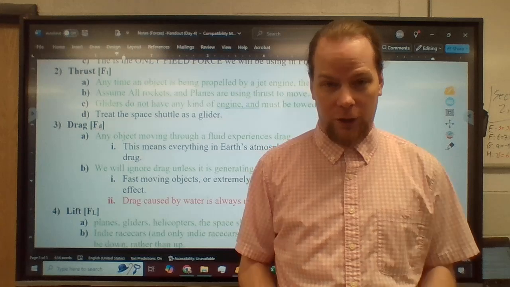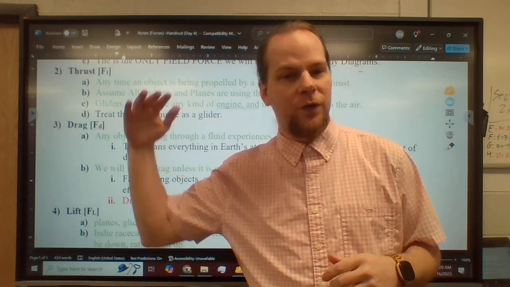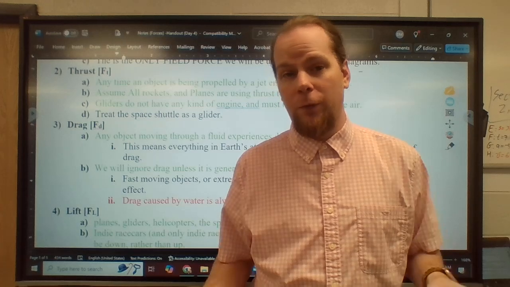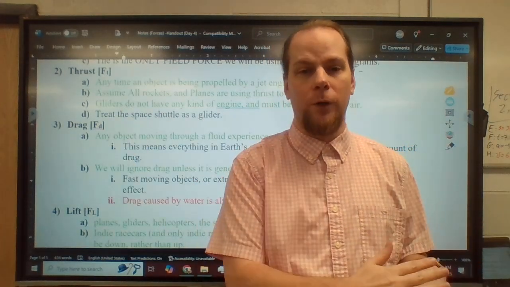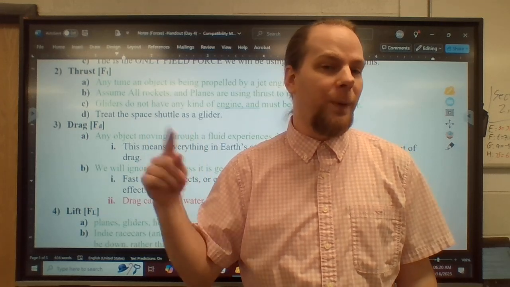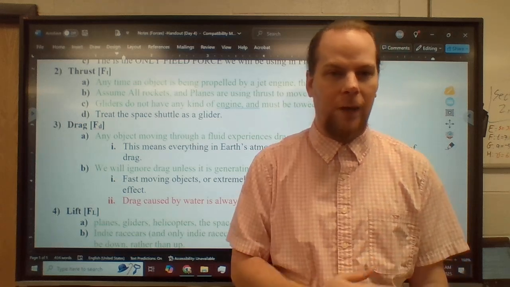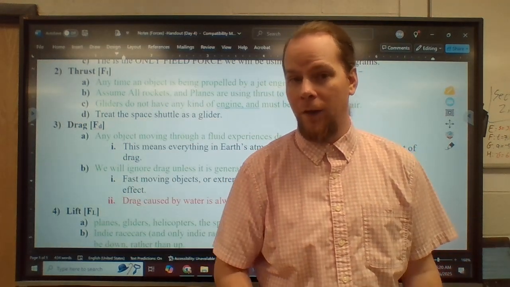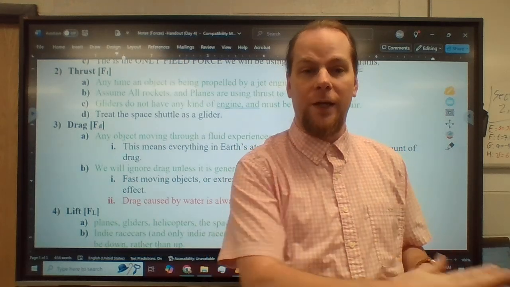Now, the space shuttle does have an engine, but when it's entering Earth's atmosphere, it's out of fuel. So it doesn't use any engine when it's coming in for a landing. So if we have a space shuttle problem, that space shuttle is acting like a glider if it's re-entering Earth's atmosphere or if it's coming in for a landing. Okay, there's no thrust there. It's just coming down and landing.